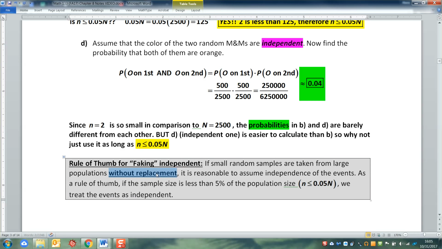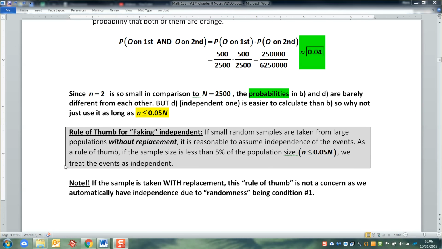Keep in mind, this is only true for if it's without replacement. If it's with replacement, let me make a note right here. If we have replacement, then we really don't have to worry about it. Then we automatically have independence. And that's an important little thing to note for your project, possibly, and amongst other things, which is if you're taking the sample with replacement, then this whole rule of thumb that's listed up here doesn't matter, right? This is only for without replacement. Because with replacement, you automatically have independence because of randomness being condition number one, right?